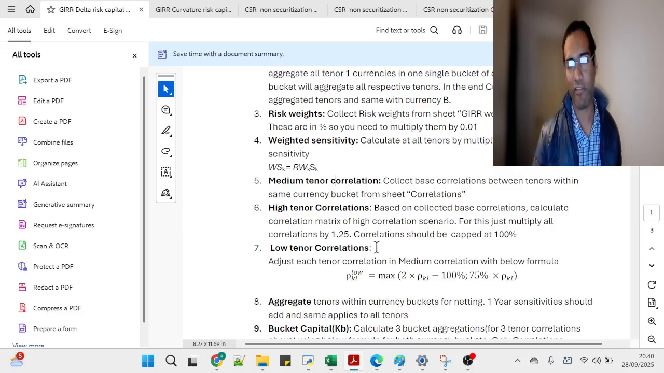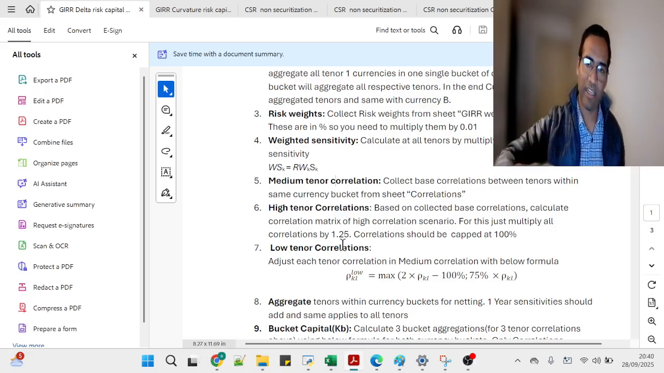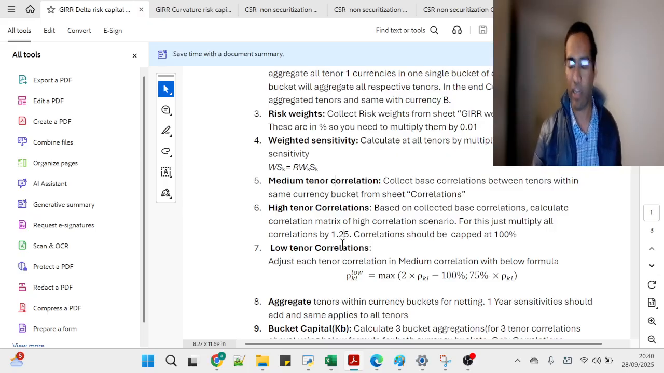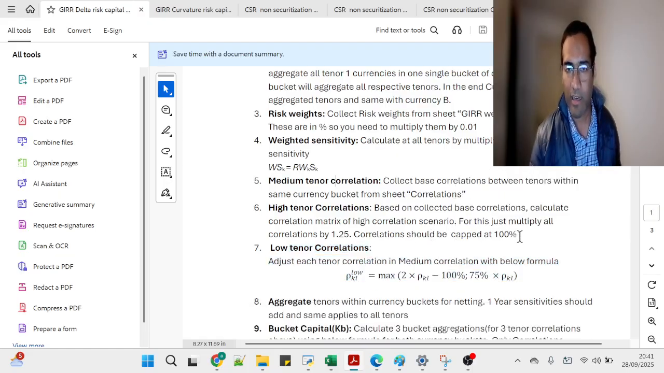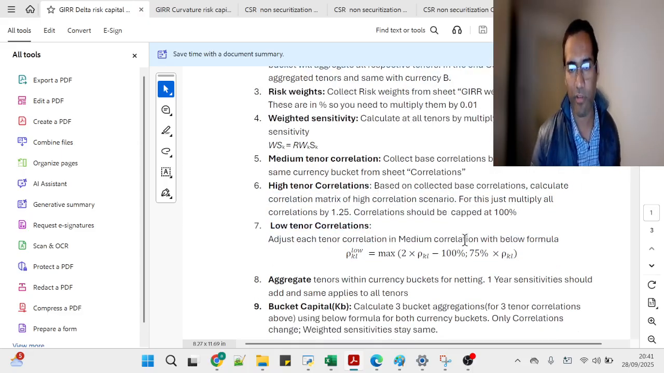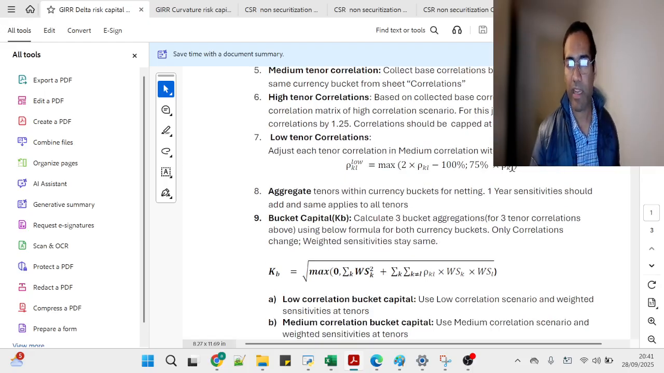Because it can change, regulators have gone conservative on that. They increase the correlation by a factor of 1.25 and do the entire calculation with the high correlations. Then they decrease the correlation and see what the risk charge is with the low correlations. They choose whichever correlation gives the highest risk charge. So that's the point. This you understand, it is straightforward: multiplied by 1.25, cap at 100%, simple enough. K and L are tenors.